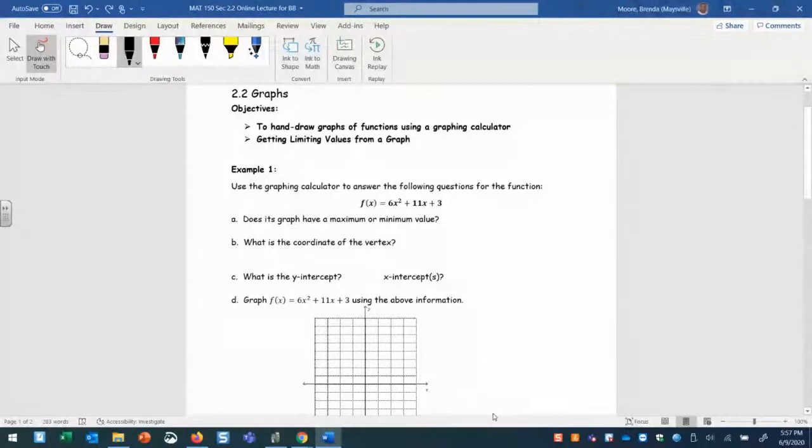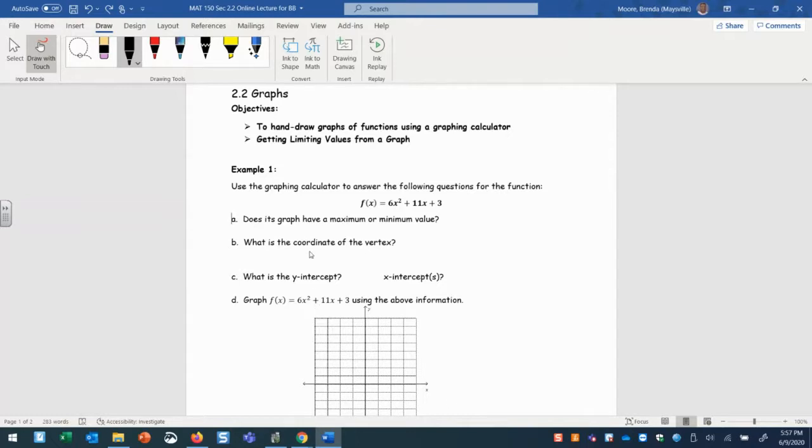Hi, we're going to look at section 2.2, graphs. Our objective is to hand draw graphs of functions using a graphing calculator, and getting limited values from a graph. A graphing calculator is great to find the coordinates of key features of a graph, such as maximum value, minimum value, x-intercepts, y-intercept.